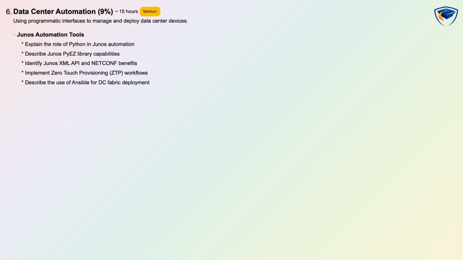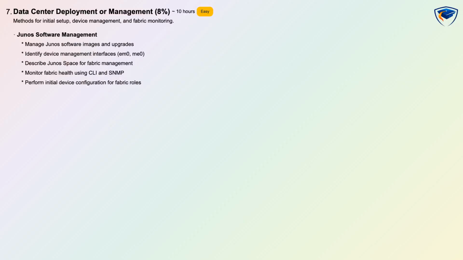Data Center Automation is 9%, medium difficulty, with about 15 hours of study and conceptual plus scenario-based assessment. This domain teaches the role of Python in Junos automation and the Junos PyEZ library, as well as the Junos XML API and NETCONF benefits. You will build zero-touch provisioning workflows and use Ansible for fabric deployment to automate device onboarding and repeatable configurations. Emphasis is on practical automation patterns that reduce manual errors and speed deployment.